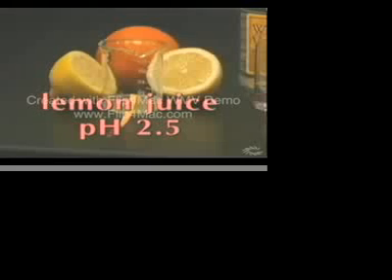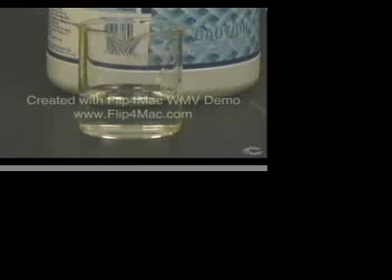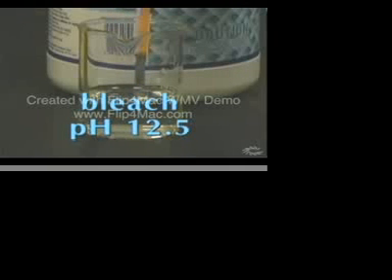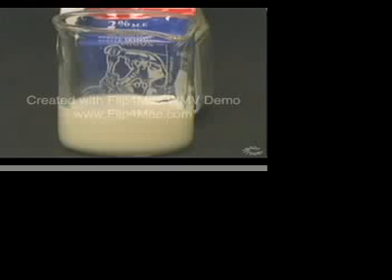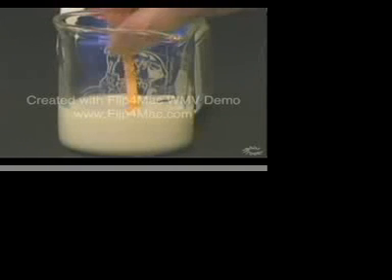Lemon juice, for example, is an acid. It has a measure of about 10 to the minus 2.5 H3O plus ions in the solution. On the pH scale, lemon juice measures 2.5. Bleach, on the other hand, is a strong base and measures 12.5 on the pH scale. It has about 10 to the minus 12.5 H3O plus ions in the solution. At first glance, the pH scale seems complicated, but it is really an ingenious measurement of the acidity and basicity of compounds, and a very useful chemistry tool.